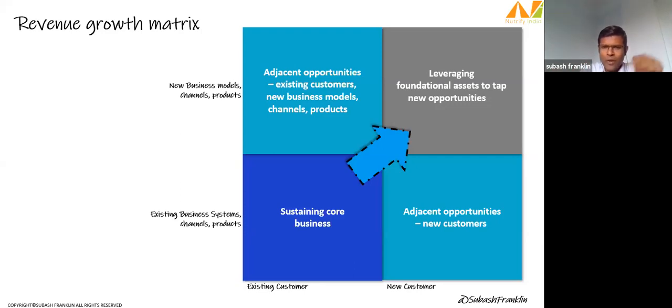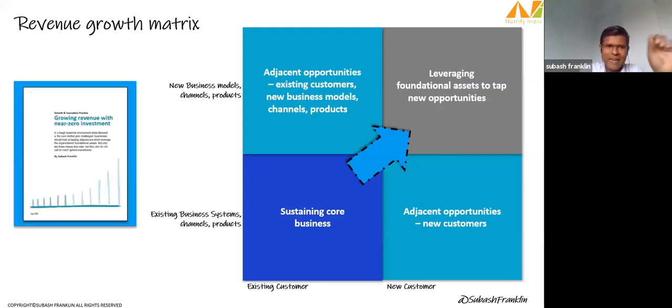So I'm not going very deep into this topic. I'd written a white paper around this, so I'll share it in the group. If someone wants to read it in finer detail, I'll leave it at that.